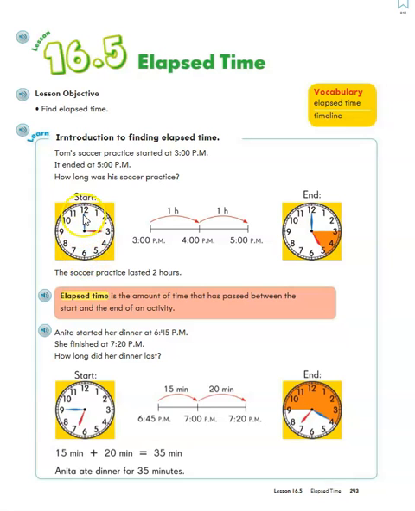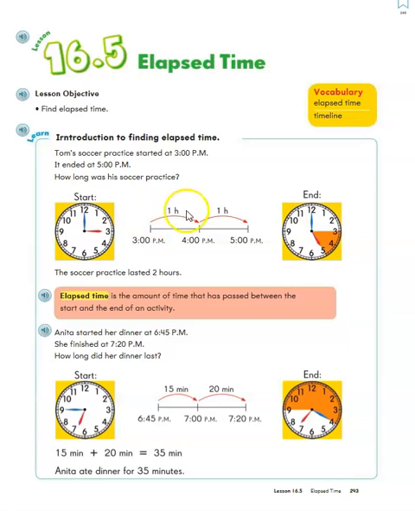So here is our 3 o'clock. Remember, our hour hand is the short one, minute hand's the long one. And then it ended at 5 o'clock. So here's our hour hand pointing at the 5 and our minute hand pointing at the 12. And we know that there is 1 hour in between 3 o'clock p.m. and 4 o'clock p.m. And then there's 1 hour in between 4 o'clock p.m. and 5 o'clock p.m. So his soccer practice lasted for 2 hours.